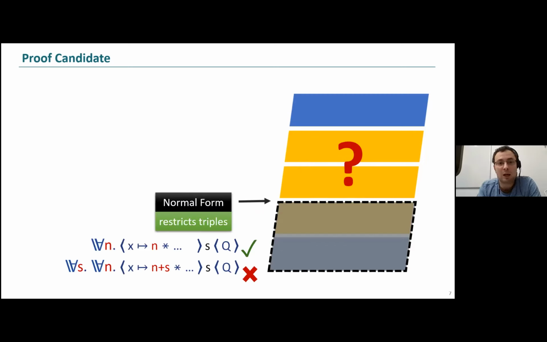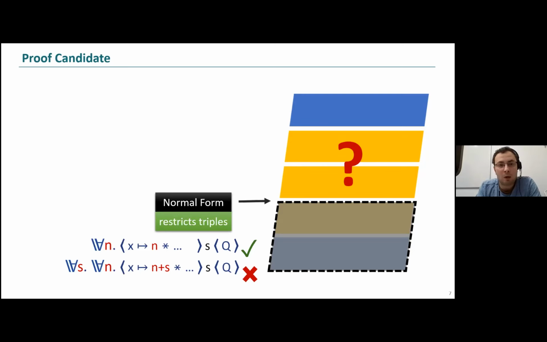The first idea are normal forms. Normal forms restrict triples in between fixed rule applications. So here I have two examples. In TaDA, there's this pseudo quantifier that you can see at the end of the two triples. This quantifier quantifies over the interference that the environment can perform. Understanding it at this point here is not really important.